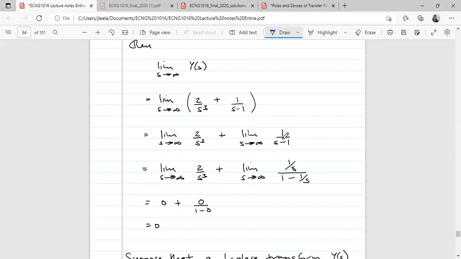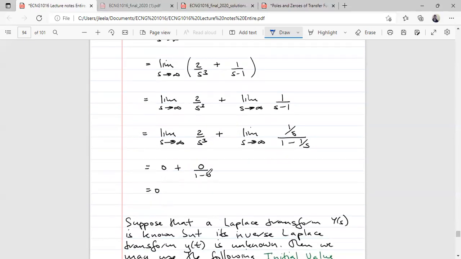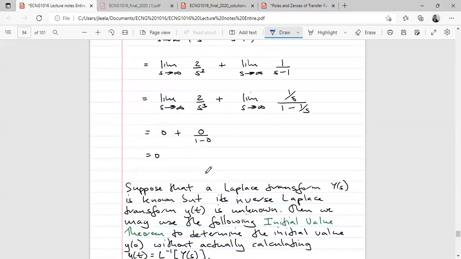And then here, you divide by the highest power, s, so you'll have 1 over s in the numerator, and 1 minus 1 over s in the denominator. So on top, this goes to 0, and this goes to 0. So you get 0 over 1 minus 0, which is 0. 0 plus 0 is 0.